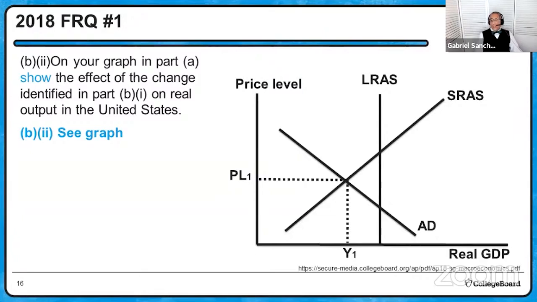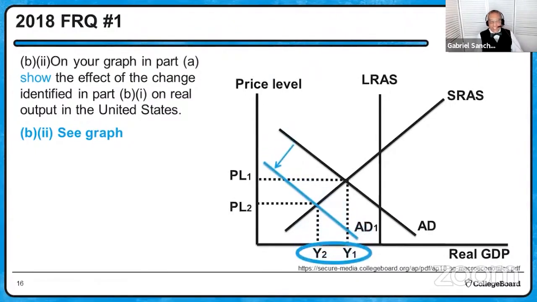So go ahead, make your shift. If you need to pause, pause. All right, here we go. Here's the answer. As you can see, the aggregate demand curve shifts to the left, or we had a decrease in aggregate demand. As aggregate demand shifted to the left, we can see a change in the output from Y1 to Y2. We can see a change in the price level from PL1 to PL2.